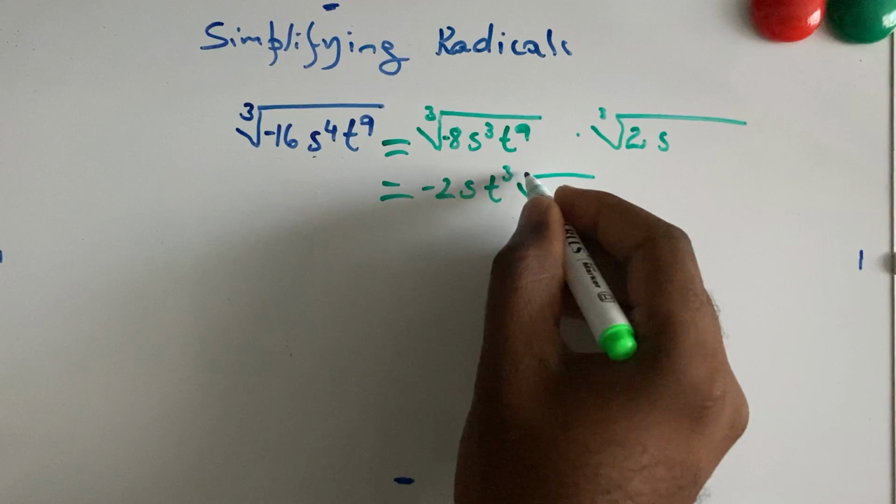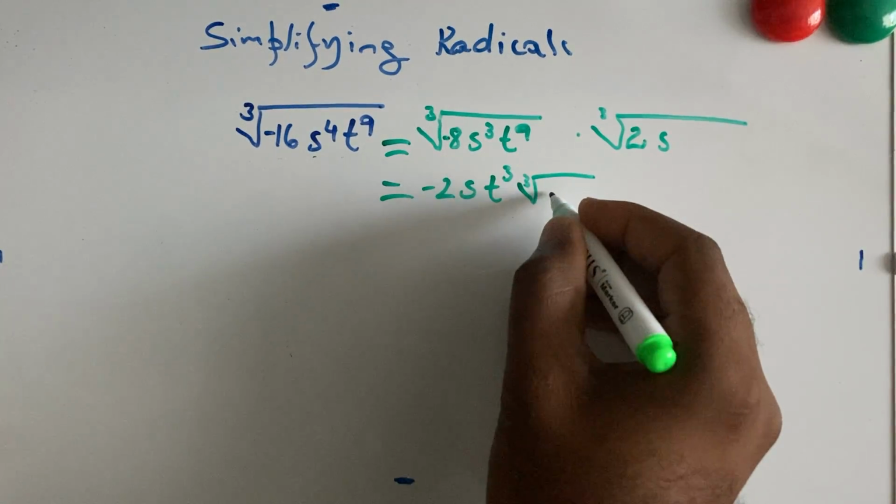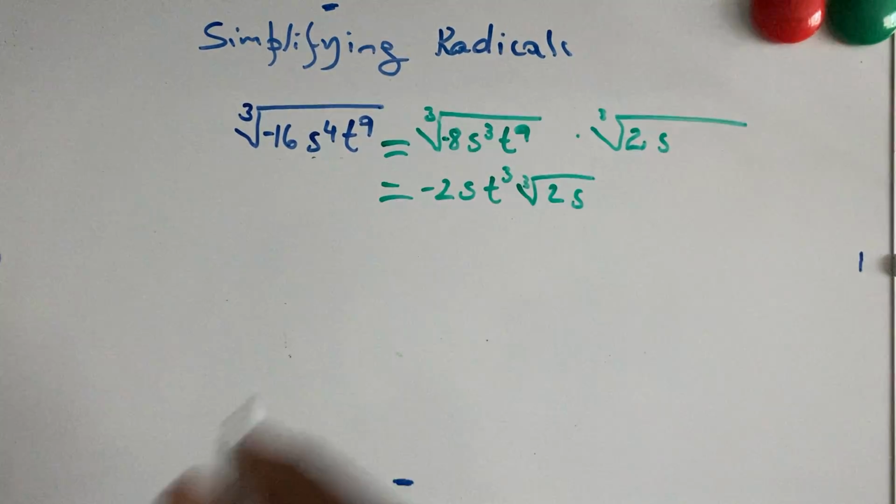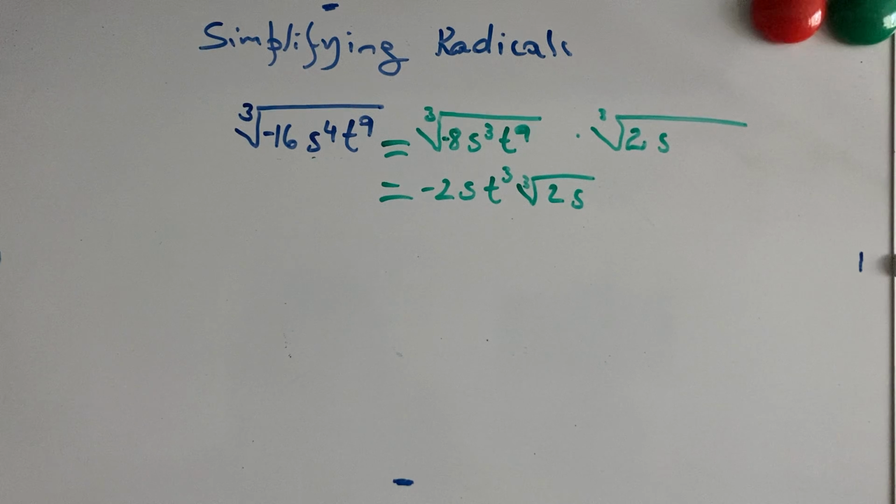Then the rest is just the cube root of 2s, because these two, you cannot break them down. So again, the answer is negative 2 s t cubed times the cube root of 2s. Okay, that's it. Negative 2 s t cubed times cube root of 2s. That's it. This is the answer, guys.